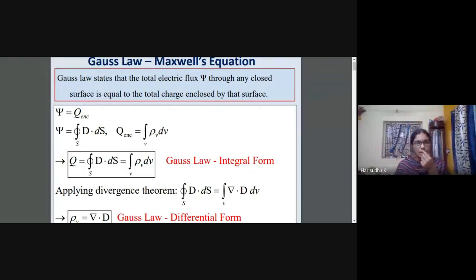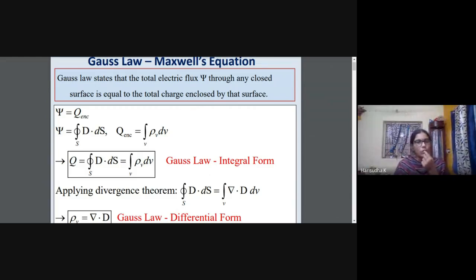Gauss law states that the total electric flux psi through any closed surface is equal to the total charge enclosed by the surface. The total charge enclosed I have represented with the symbol capital Q with a suffix ENC, which stands for enclosed. So psi, the total electric flux, is equal to the total charge enclosed by that surface.